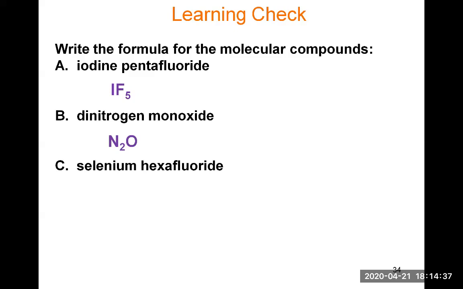Selenium hexafluoride. Selenium is symbol Se. Hexafluoride, again, there is fluoride, which comes from fluorine, so the symbol is capital F. There is one selenium, so it's going to be Se, and fluoride, there is 6 of them because the prefix hexa means 6. So it's going to be SeF6. And that's the formula for selenium hexafluoride.